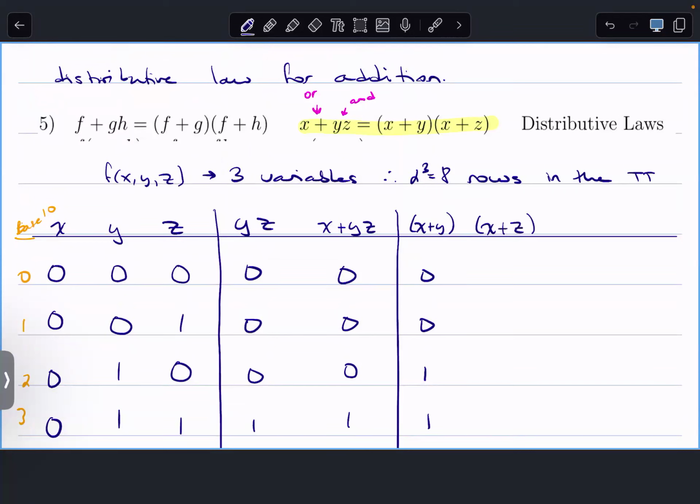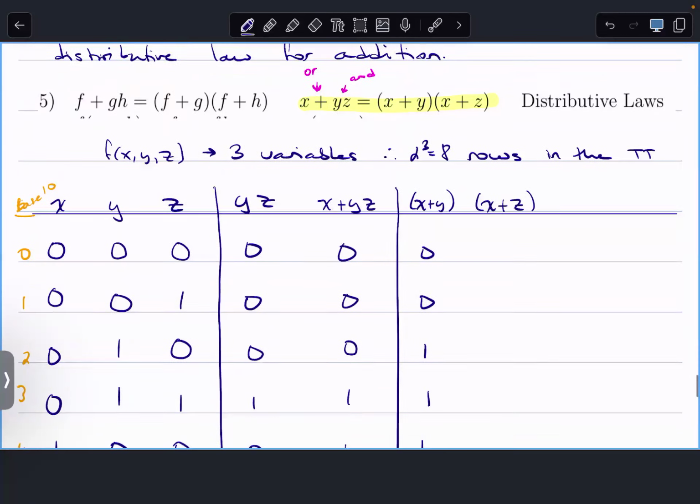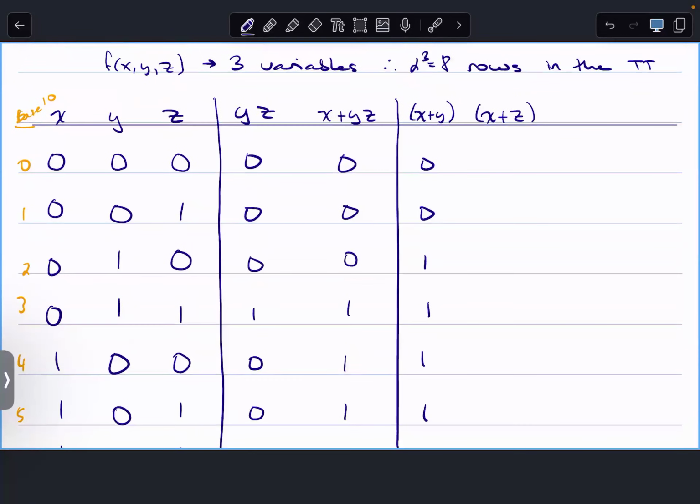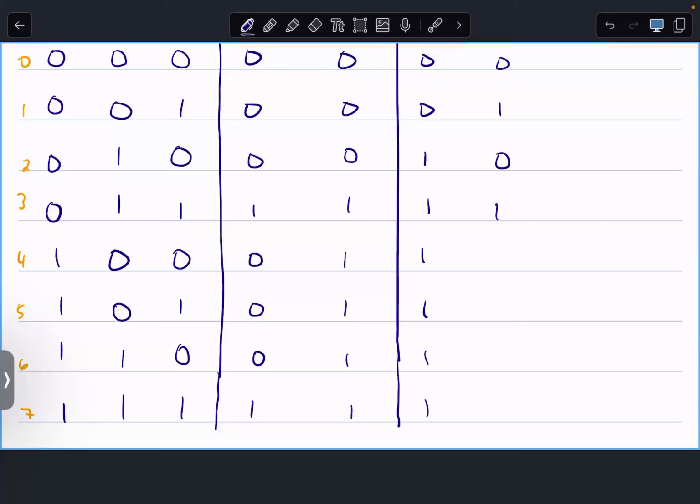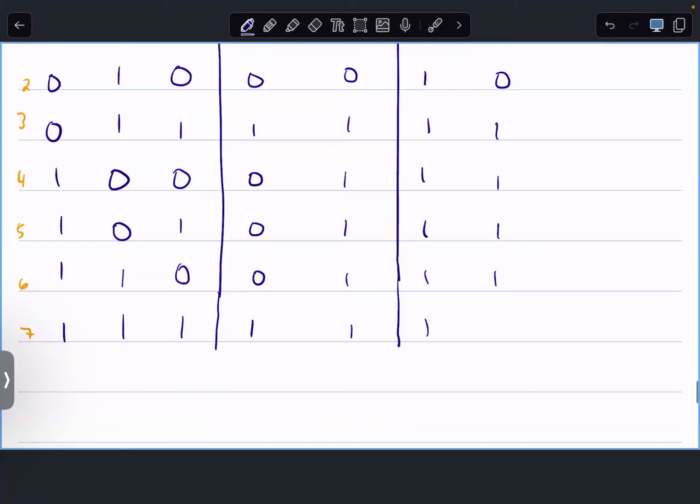X plus z. So notice I'm not multiplying yet. This is a new column because I need to find these individually before I can multiply them. So x plus z. So now x plus z, I need to use my fingers on here. 0 plus 0 is 0. 0 plus 1 is 1. 0 plus 0 is 0. 0 plus 1 is 1. 1 plus 0 is 1. 1, 1, 1.